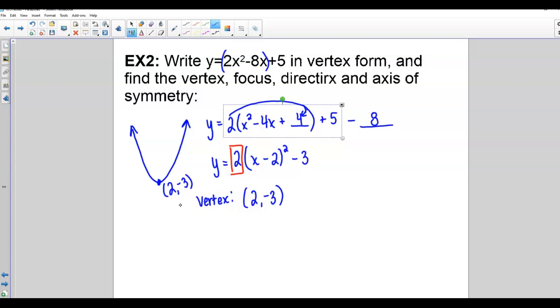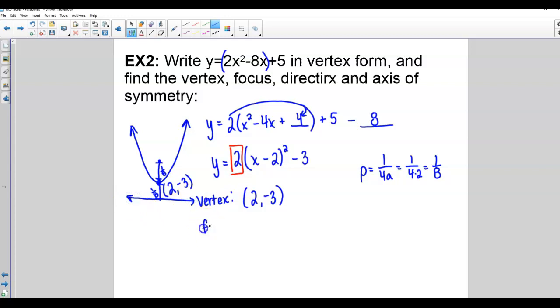For the focus and the directrix, I need that focal length. I need that p-value, which again is 1 over 4a. And I probably should have picked something that wasn't the same as the last problem, but we've got a 2 here, so it's 1 over 4 times 2, which of course is 1/8. So we've got that same focal length, which means we're going to go up 1/8 and down 1/8 to get to our focus, and then of course our directrix here.